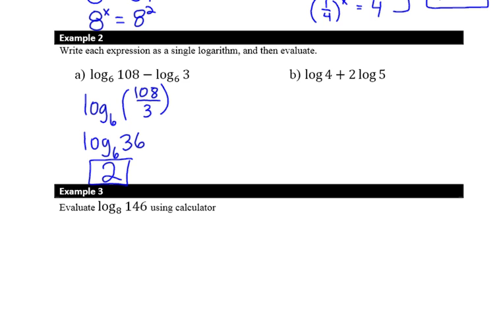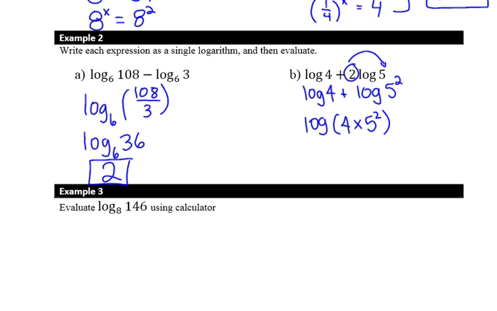Okay, we can't use the product law just yet. How come? The 2 in front. You always have to get rid of any coefficient. So how can I get rid of that coefficient? Move it up to the exponent. So we can write this instead as log 4 plus log 5 to the power of 2. And now could we use the product law? Yeah, so log 4 times 5 squared, which equals 100.